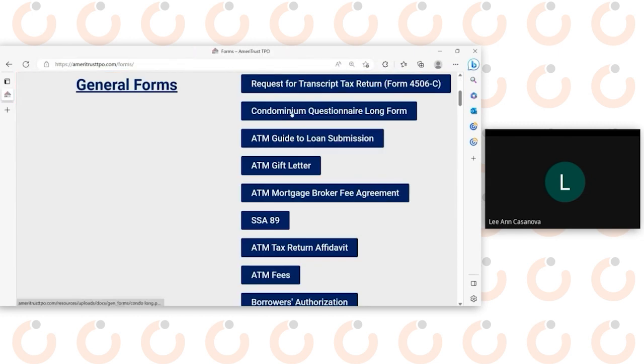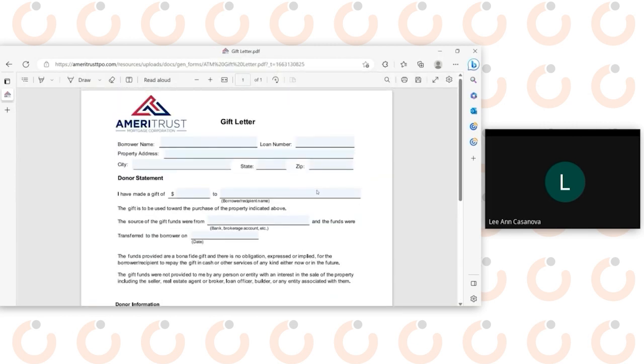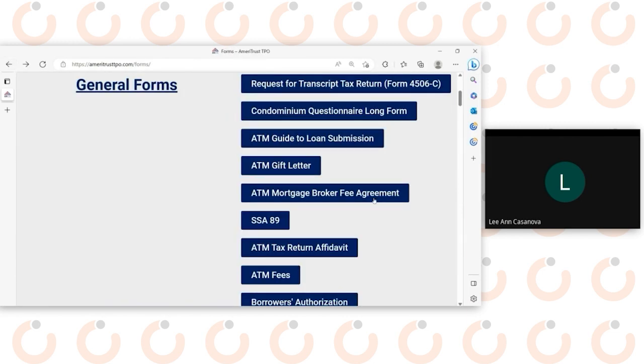General forms are all listed here. And again, just like our gift letter, I'll use that for example. You probably have your own gift letter. If you do, that's fine. You don't have to use ours. You can use yours, no problem. Okay, but these are all tab and type.